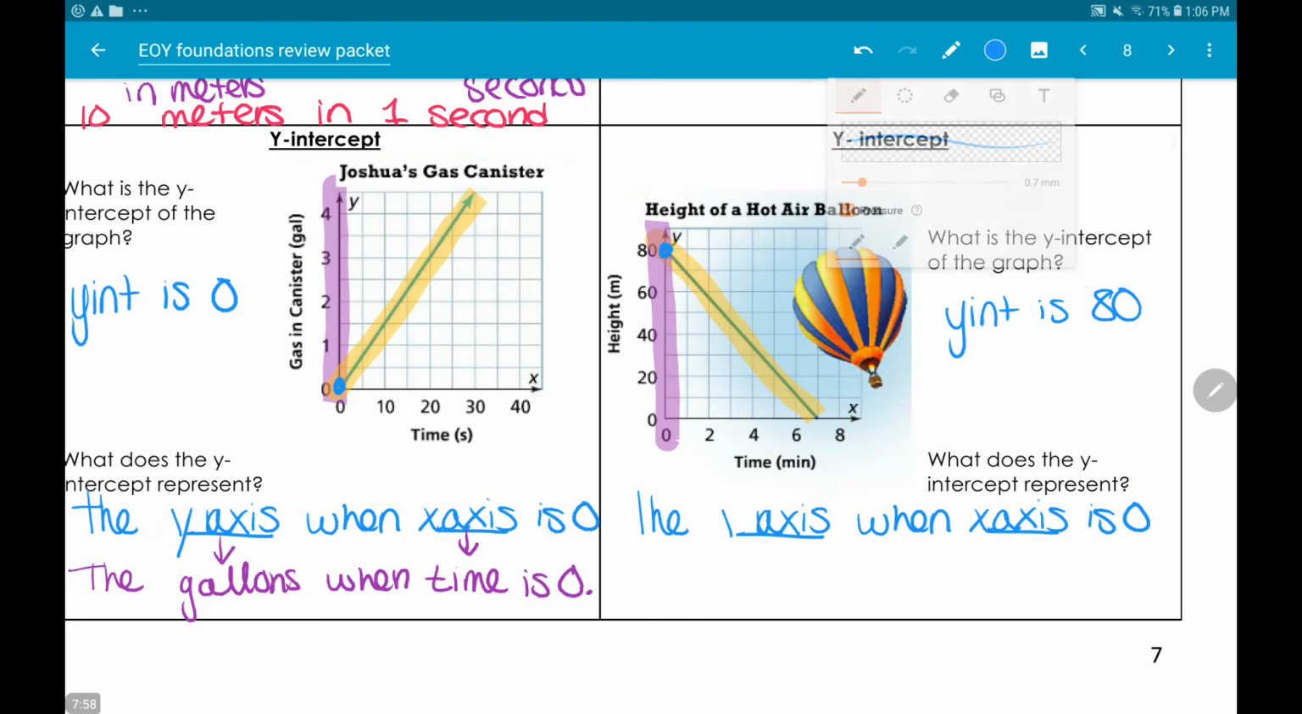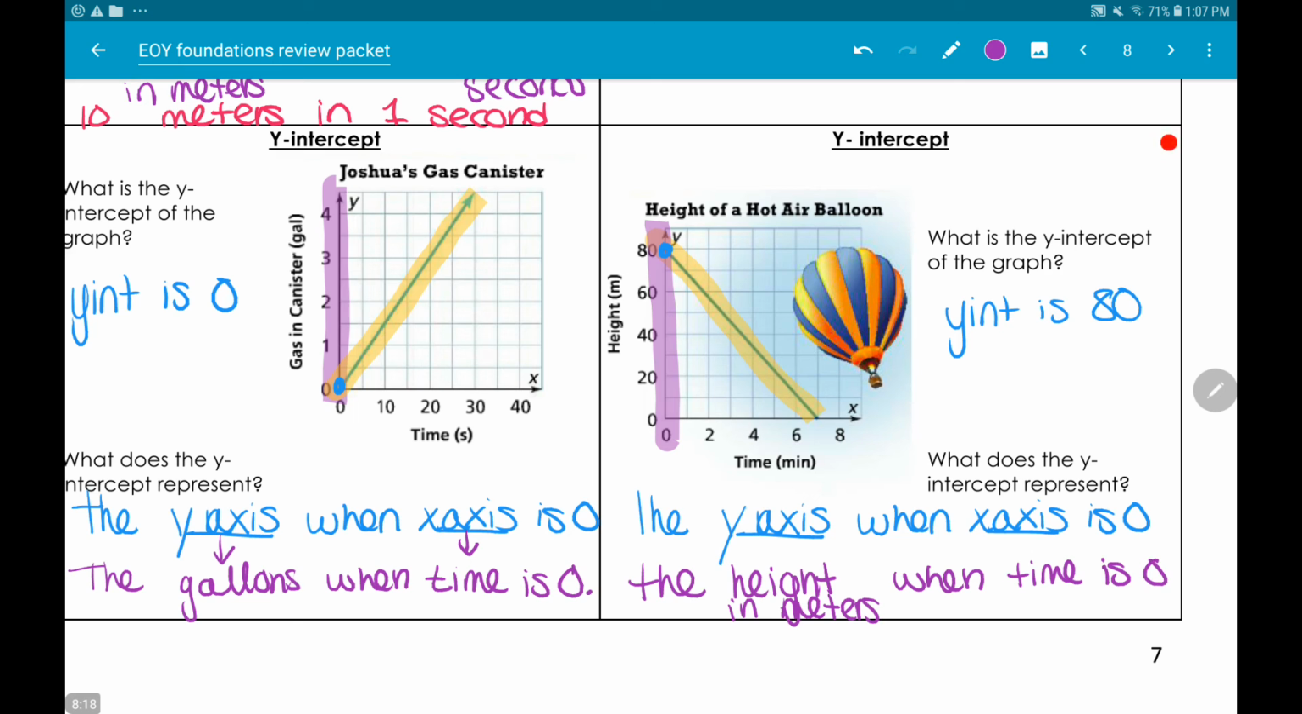Alright, so what is the y-axis in this case? Okay, it represents the height in meters when time is 0. So what is the height? Let's be specific. The height, 80 meters, when time is 0.